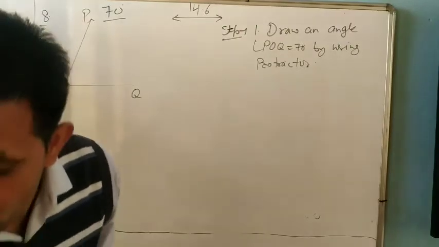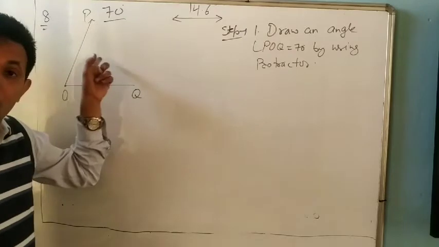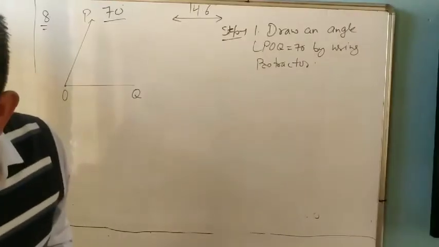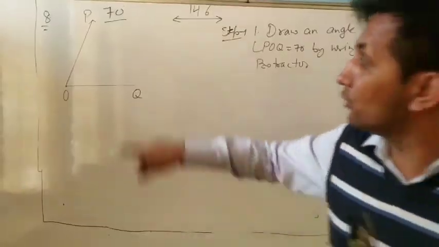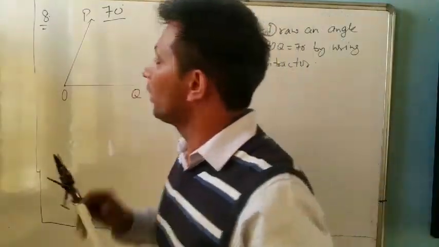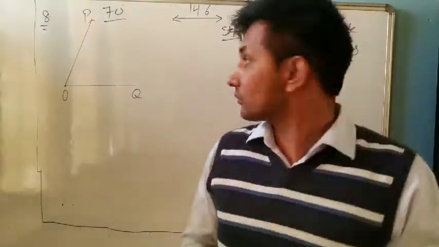It is 70. Understand? So it is angle POQ, and it is 70 degrees. Now make a copy of it. Copy means we have to make one more angle of 70 degrees using only a straight edge and compass. Now we will make a 70 degree angle using this one, which is already made by protractor.